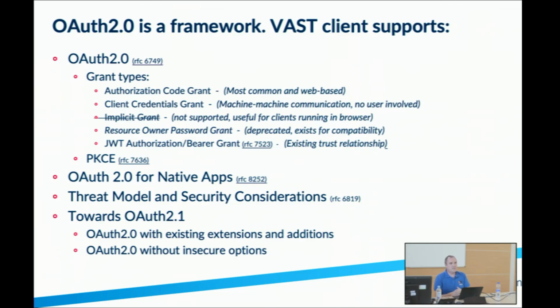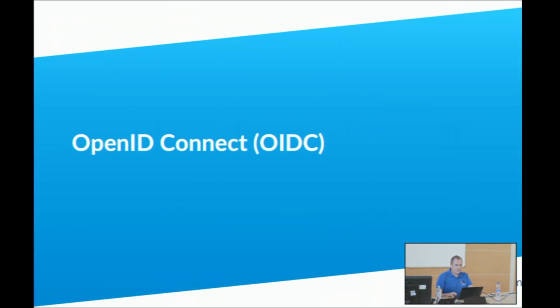So all those things we incorporated from the RFCs of OAuth2, which are now being included as the ongoing progress towards OAuth2.1; the design of the library has been handled in that way. So OAuth2 with existing extensions and additions, and without the insecure options, that is OAuth2.1. This is how you should see that. All right.